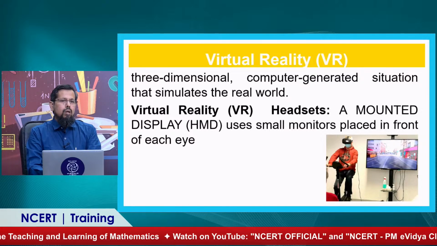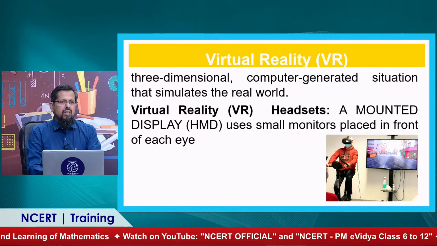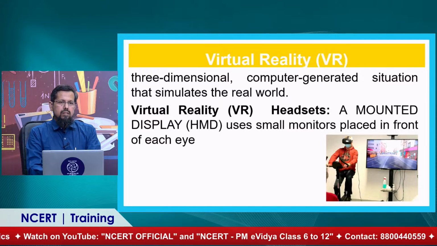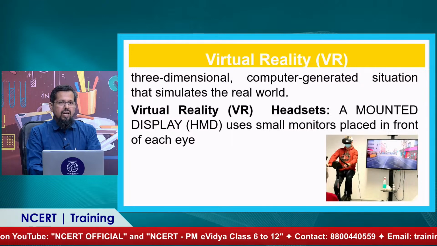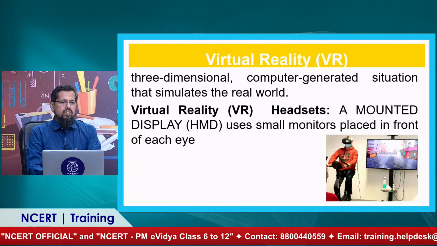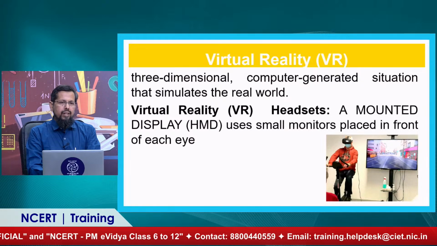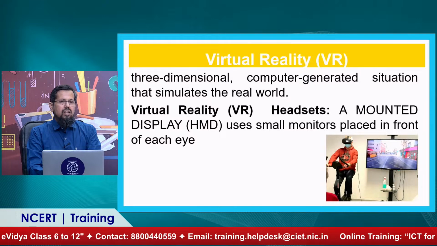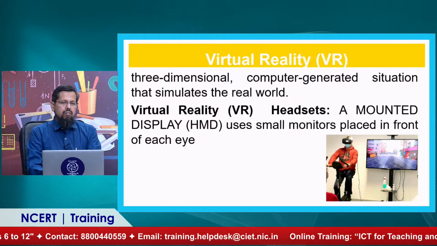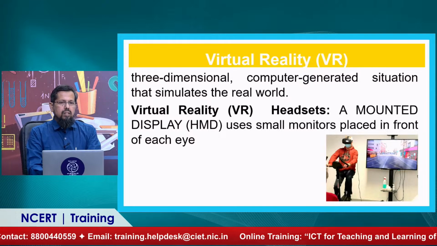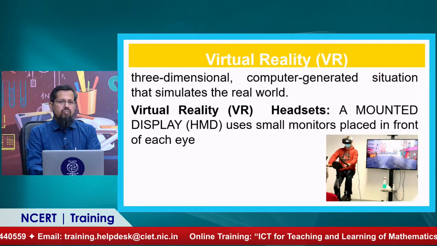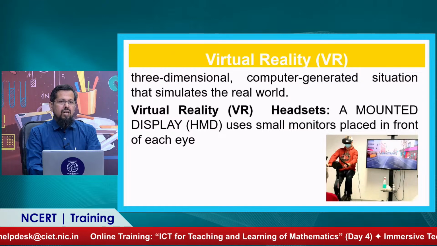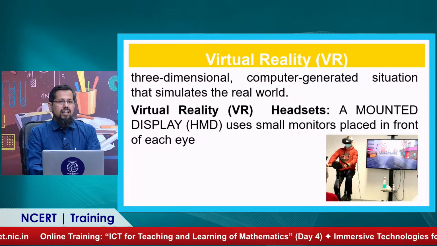And if I talk about the meaning of virtual reality, it is 3-dimensional. It is a computer-generated situation that simulates the real world. Again, we are creating an artificial environment, which is a kind of simulation of the real world. And how can it be created? Again, there are some devices, like the headsets nowadays which are there in the field for AR and VR. Similar to the AR headset, there are VR headsets, virtual reality headsets.